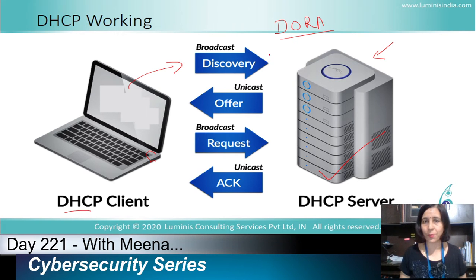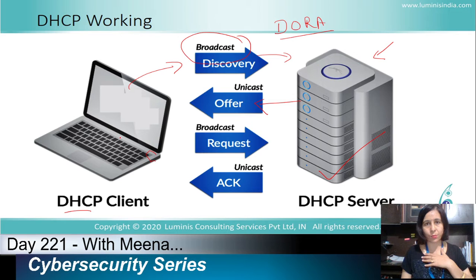I need an IP address for my machine. This is the broadcast address, make a record of it. It doesn't know where the DHCP server is, or who the DHCP server is, so it will just send a broadcast request to all the machines on the network. Clear?